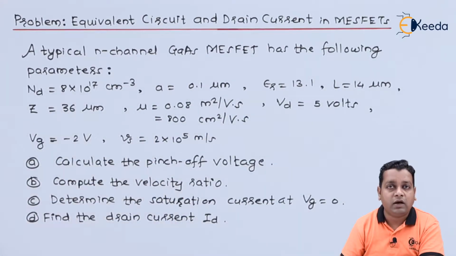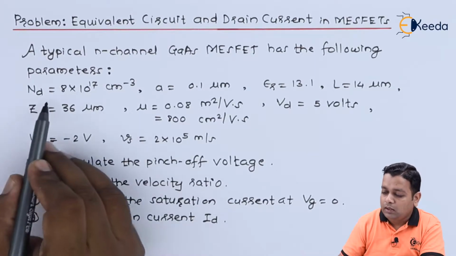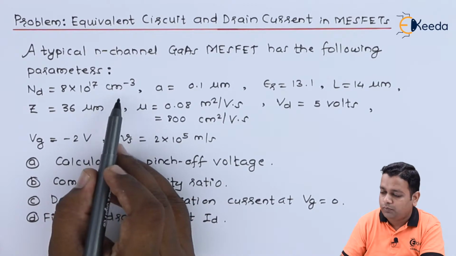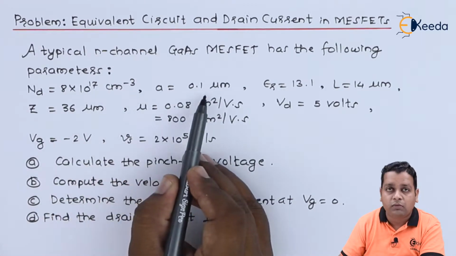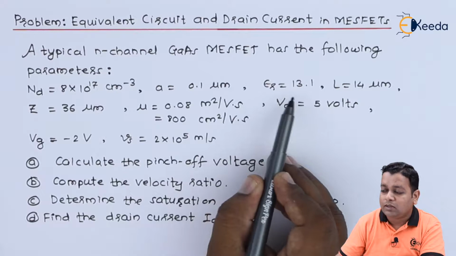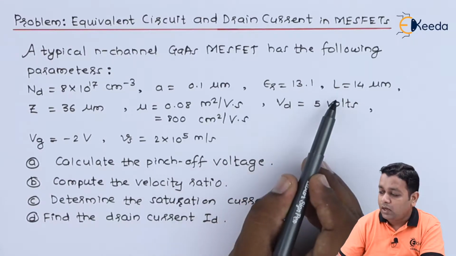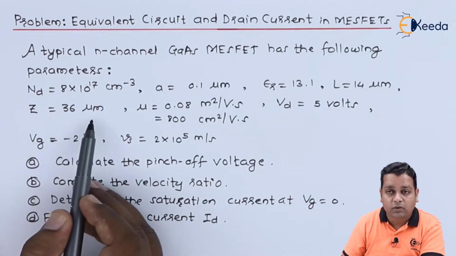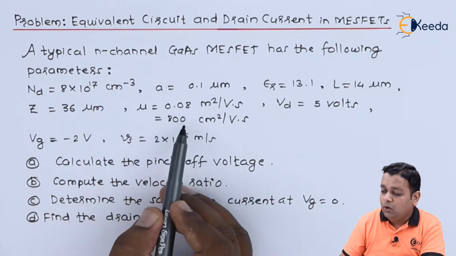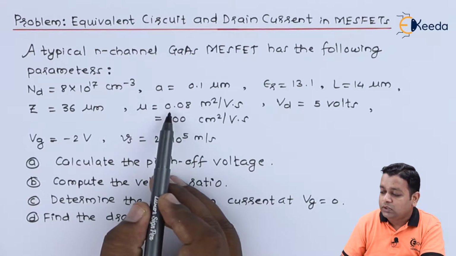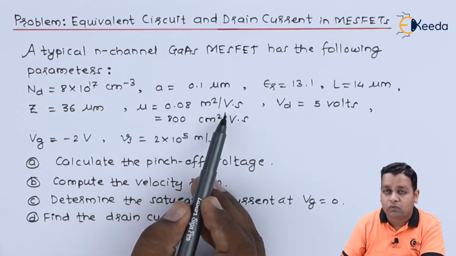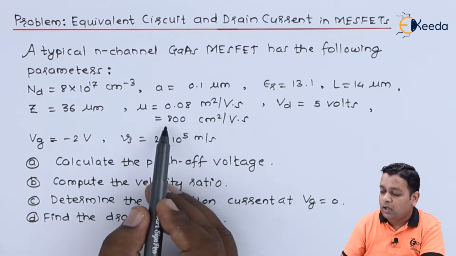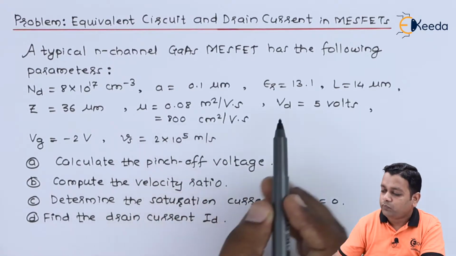The parameters have symbolic notations denoted. Nd is equal to 8 into 10 raised to power 17 per centimeter cube. A is equal to 0.1 micrometer. Epsilon R is equal to 13.1. L is equal to 14 micrometer. Z is equal to 36 micrometer. Mu is equal to 0.08 meter square per volt second, or in terms of centimeter square per volt second we can use 800 directly.